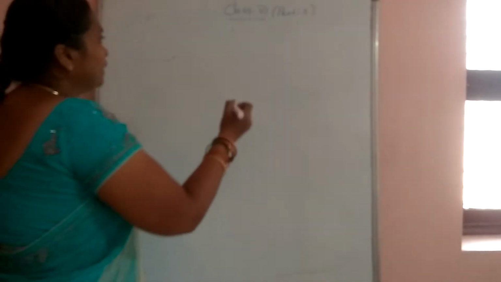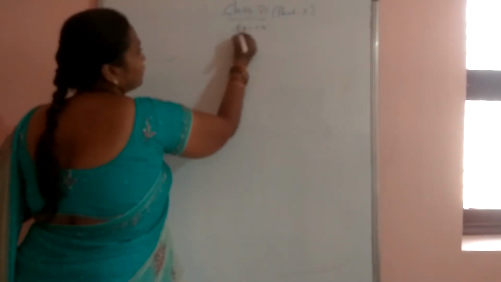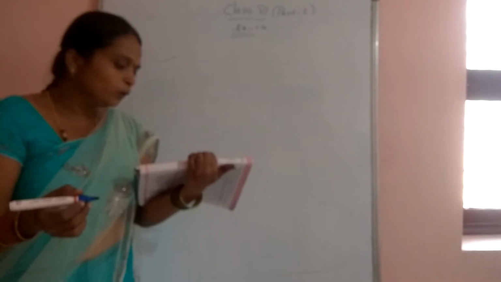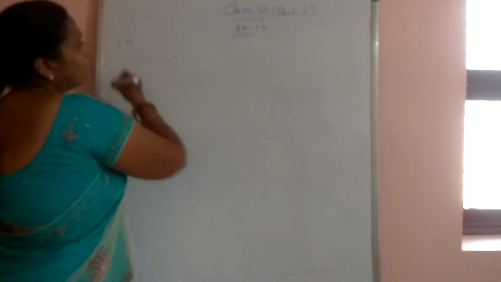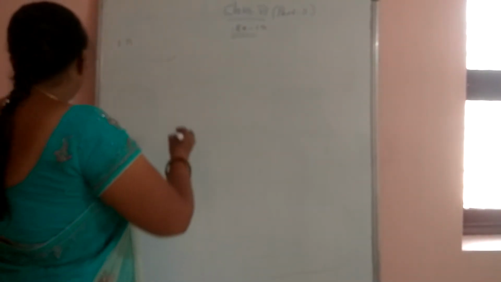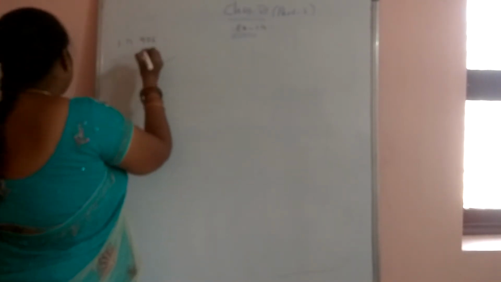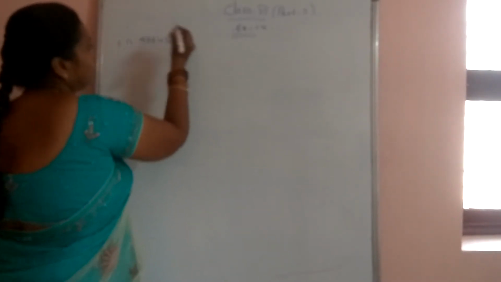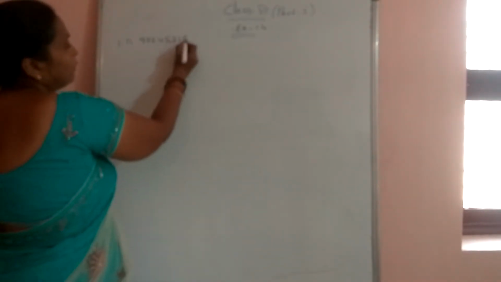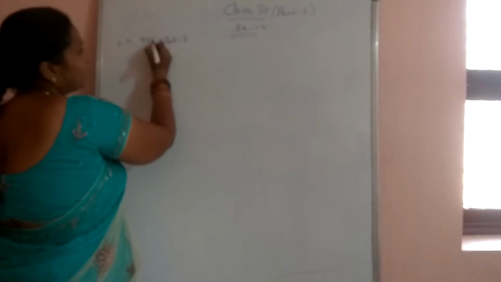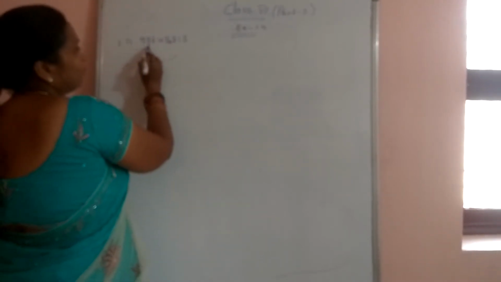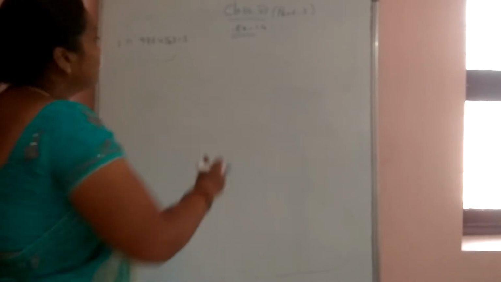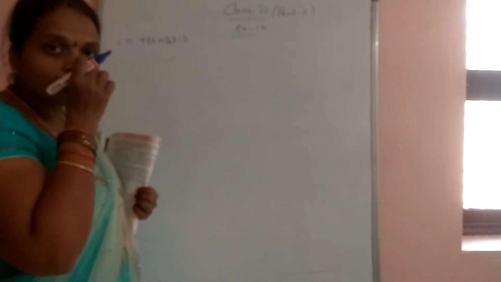Here, exercise 1.4. Write the numbers using commas according to the international system of numeration. What is the first one here? The first question: we have to put the commas using the international system. The number is 97645315. You have to use commas here. Ones, tens, hundreds, thousand, 10,000, 100,000, after that million, 10 million. Means 97,645,315.